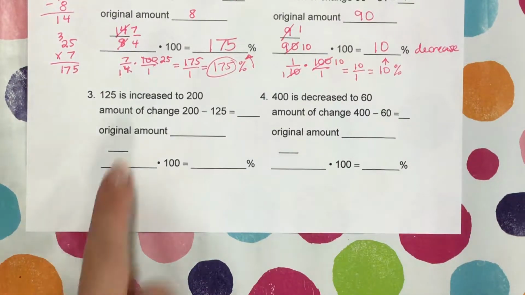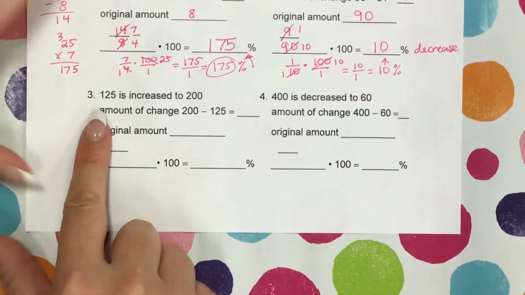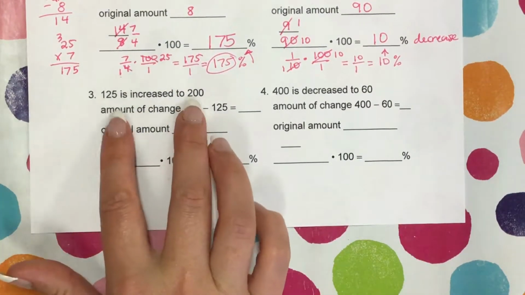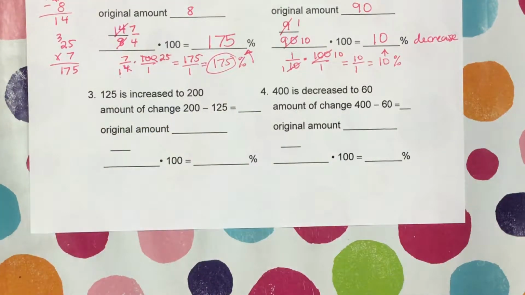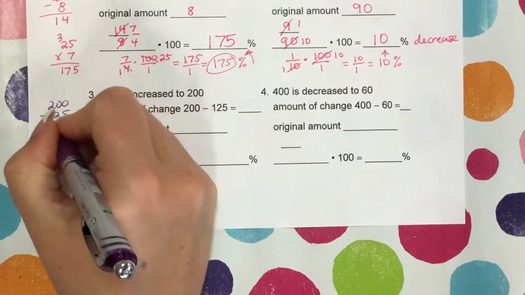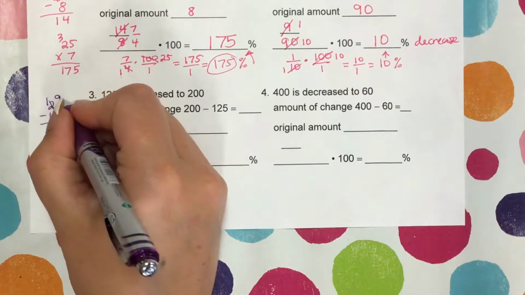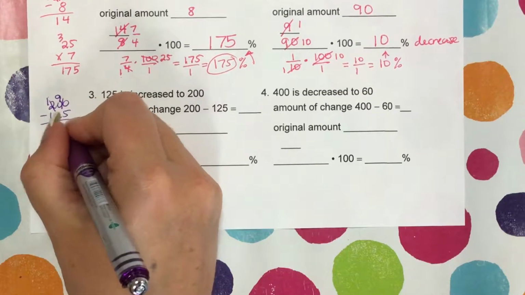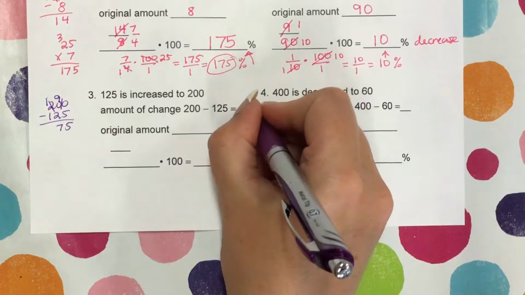Okay, we're back. Let's go ahead and see how you did on problem 3. So problem 3 states that 125 is increased to 200. So the first thing we have to do is figure out the amount of change between 200 and 125. So I'm just going to go 200 minus 125. I'm going to have to borrow from this, making that a 1, that a 9, and that a 10. 10 take away 5 is 5. 9 take away 2 is 7. 1 take away 1 is 0. So the amount of change is 75.